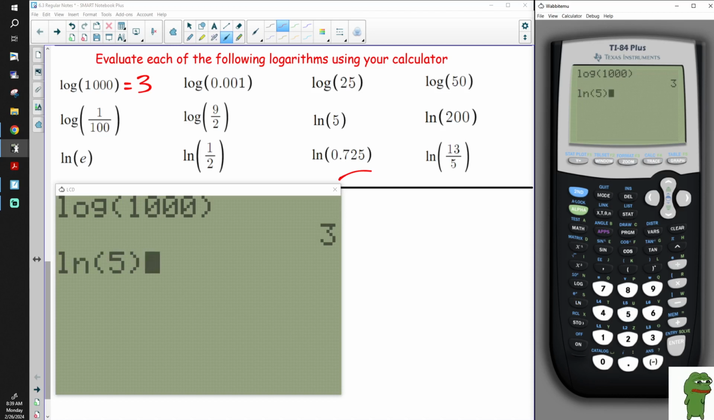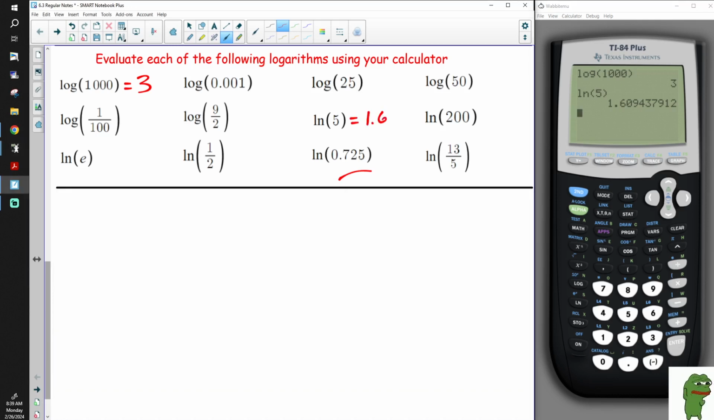Well, I definitely do not know, so I need to click enter, and I get a gross nasty decimal. Now, the rule of log is we are always going to write 3 numbers after the decimal. So 1.609. So do I do the same for the third one? If it is a decimal, 3 decimal places for all of your logs.